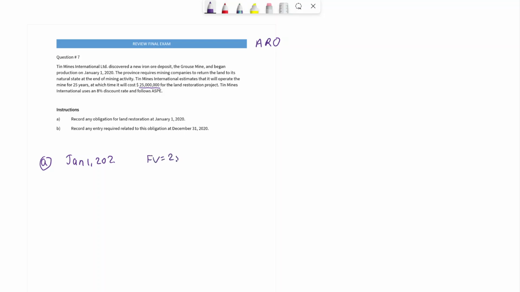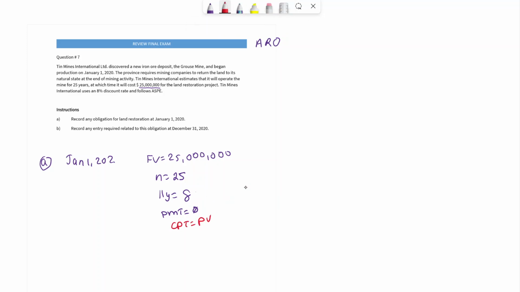Your future value is 25 million, and your N is 25 years. Your discount rate, not interest rate, is 8%. Your payment, we're not making any equal payments. We're going to make a lump sum payment at the end of the 25th year. Then what we have to do is compute our present value.